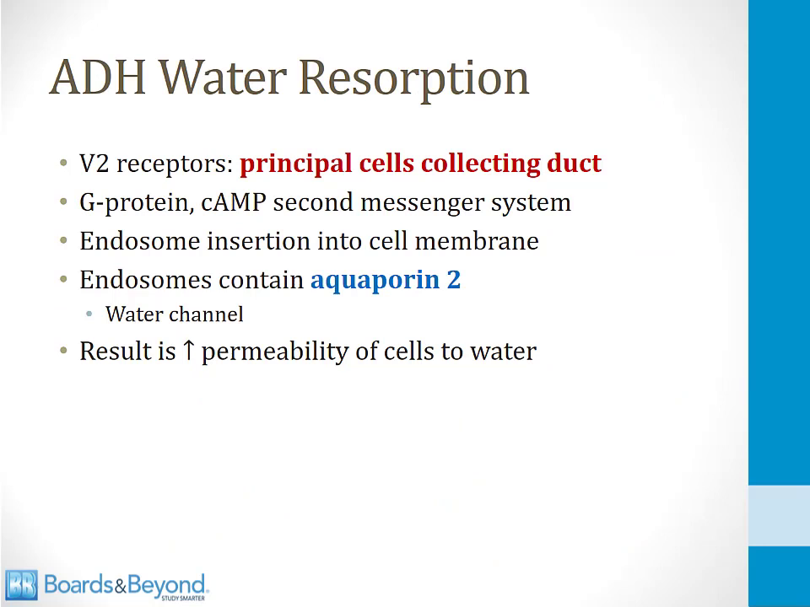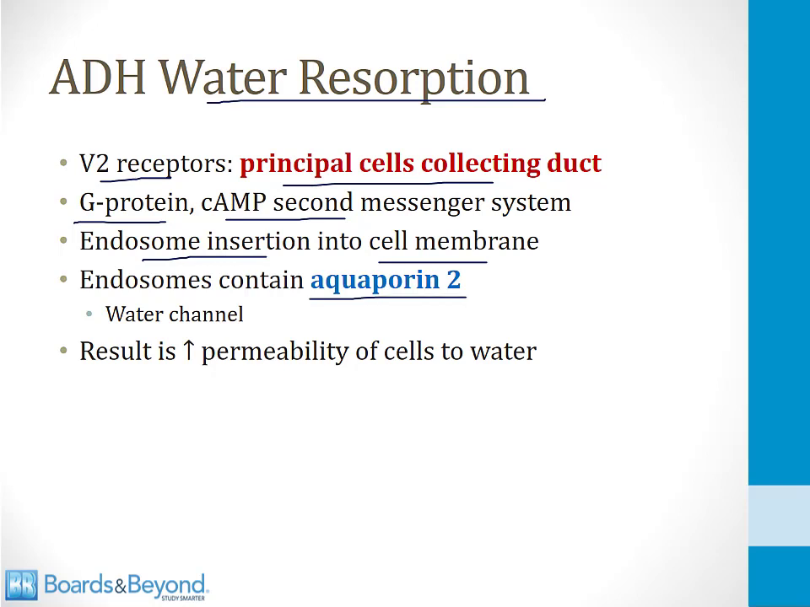The way that ADH stimulates water resorption is by acting on V2 receptors in the principal cells of the collecting ducts. These receptors are G protein linked with a cyclic AMP second messenger system, and once the V2 receptors are activated by ADH, an endosome is inserted into the cell membrane. I'll show you a picture of that in a second. The endosomes contain a water channel called aquaporin 2, and as a result of these channels being inserted into the principal cells, there's more permeability of those cells to water.